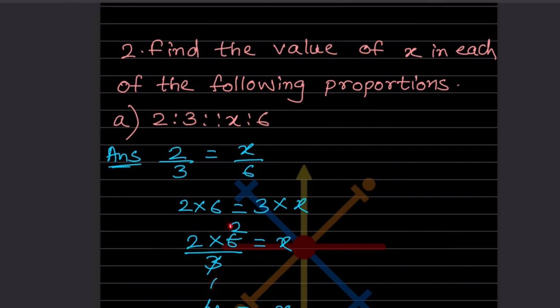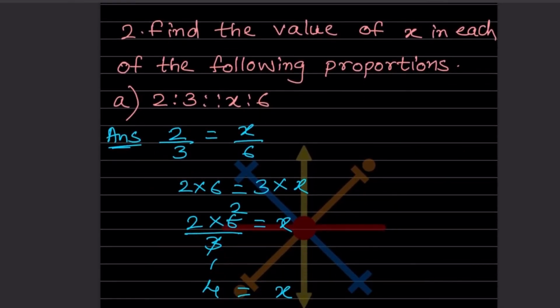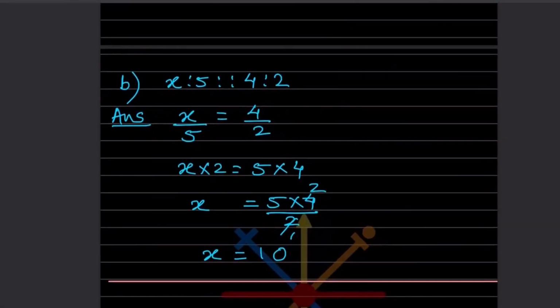So now you will simplify this one. 3 ones are 3 and 3 twos are 6. So what remains here is 2 twos are 4. So x is 4. The only thing is you should know the formula, what is to be done. So here it is very easy: you have to divide it and then cross multiply. That's it.